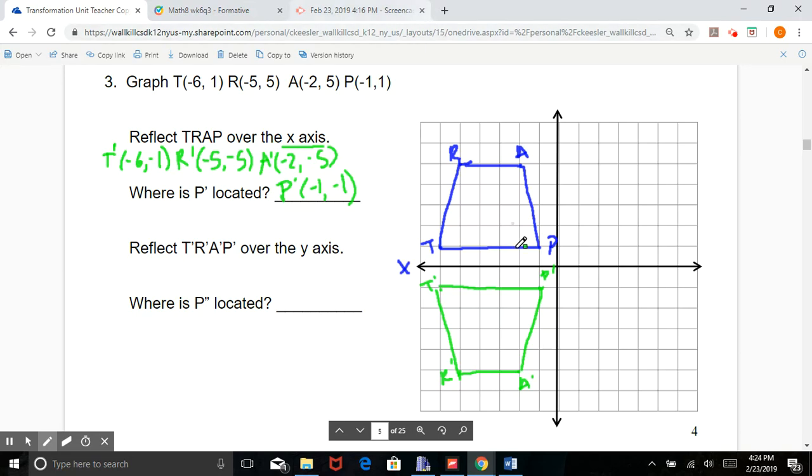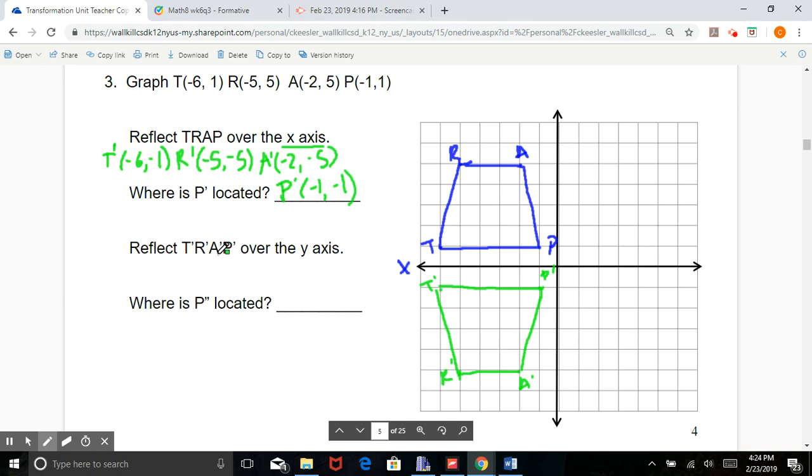And you can see that trap has been reflected to get trap prime, creating a congruent shape. These two shapes are exactly the same, therefore they are congruent. They're just not facing the same direction. So R is 5 units above the x-axis, where R prime is 5 units below the x-axis. T is 1 unit above the x-axis, where T prime is 1 unit below the x-axis, creating a shape that's been reflected over the x-axis.